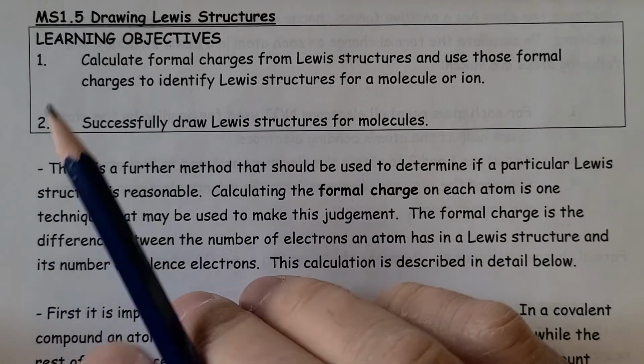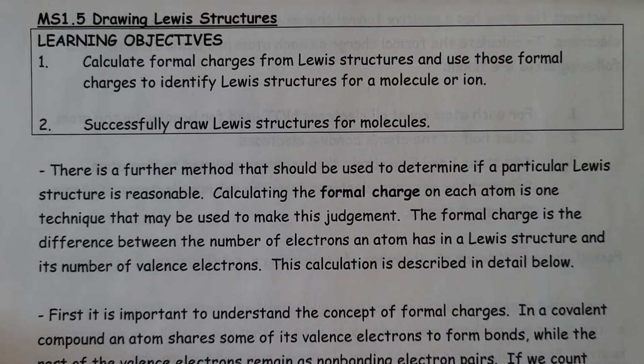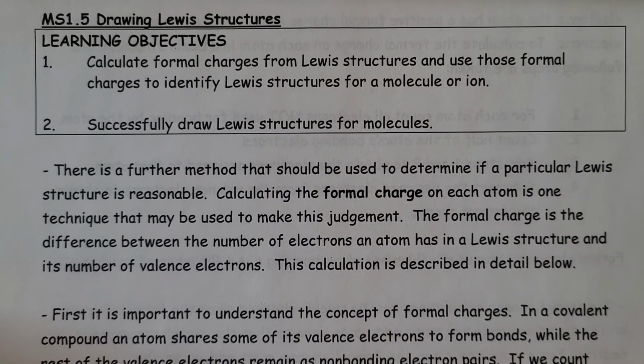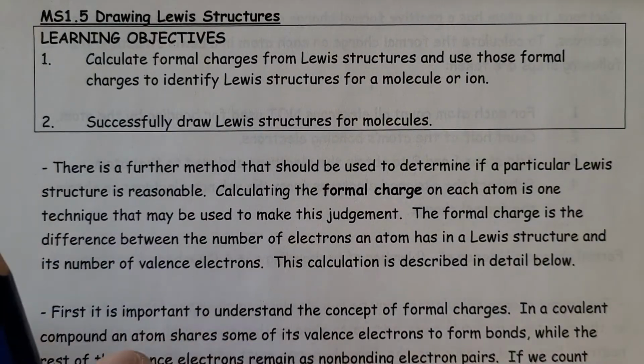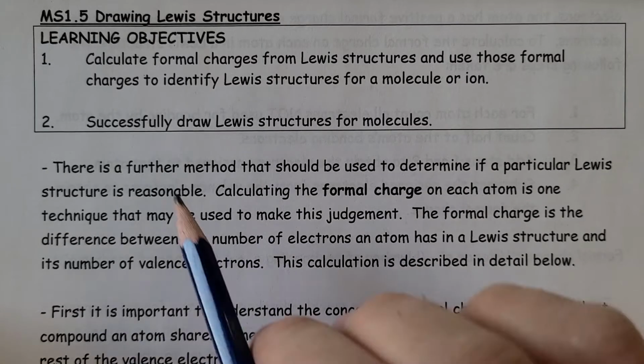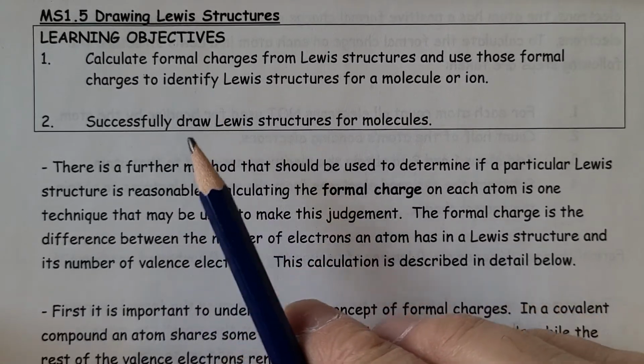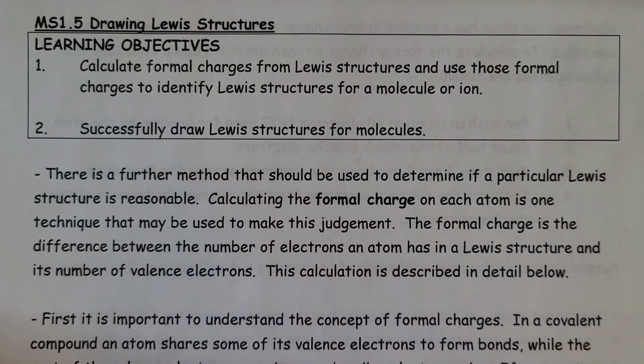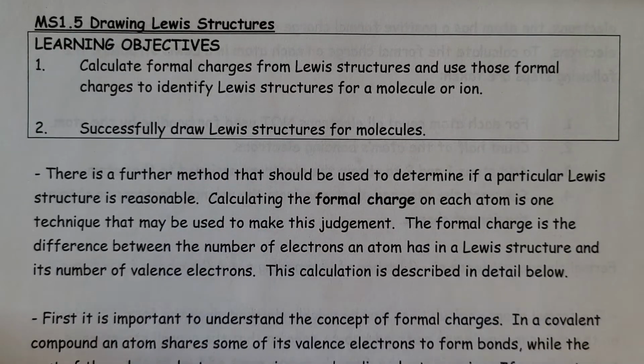Welcome back, Chemistry 30. This is the MS1.5 section looking at drawing Lewis structures again. In 1.3 we looked at it, and then in 1.4 we looked at electronegativity. Now we take a step back and introduce something else, because we've been going at this at a baby step pace to see how we do things.